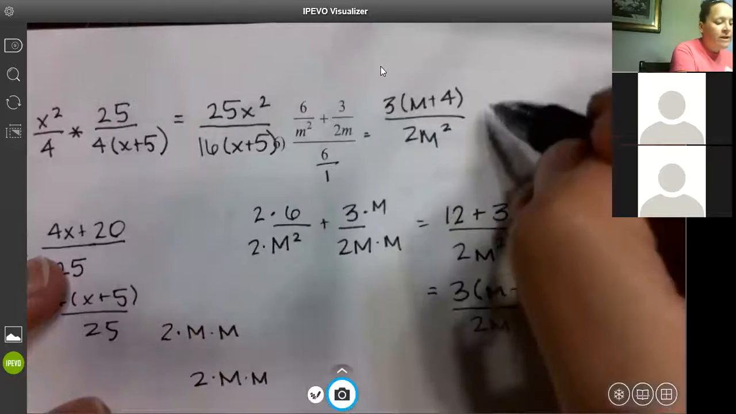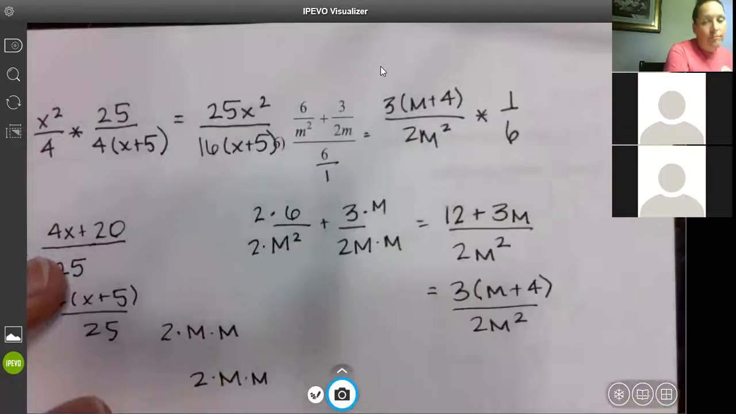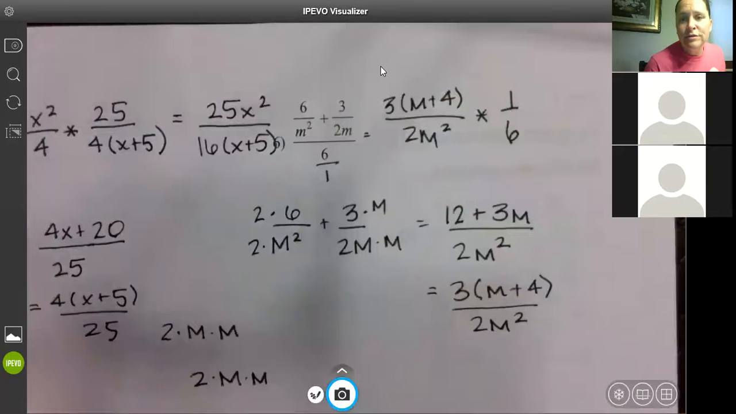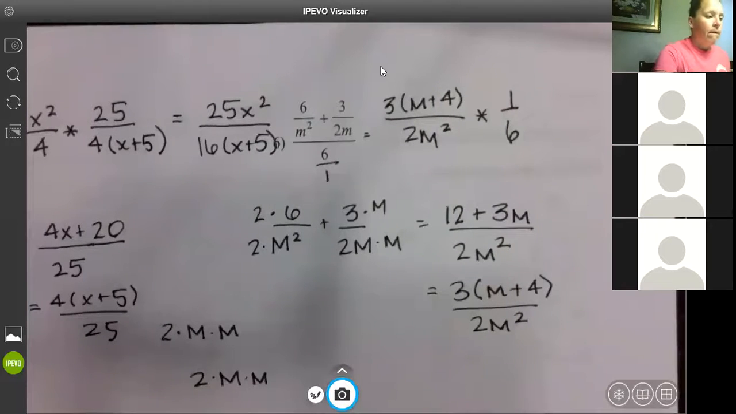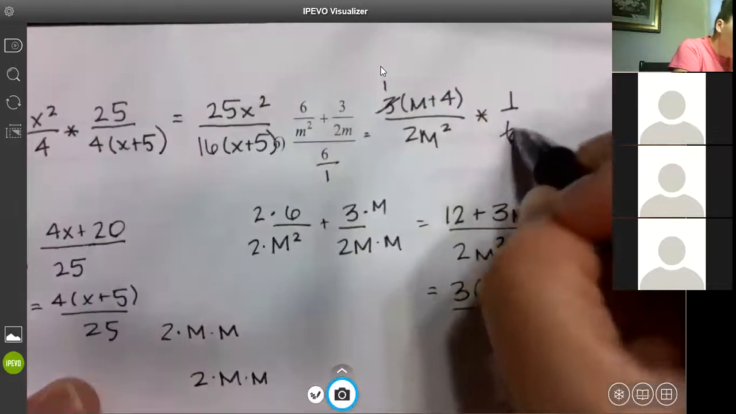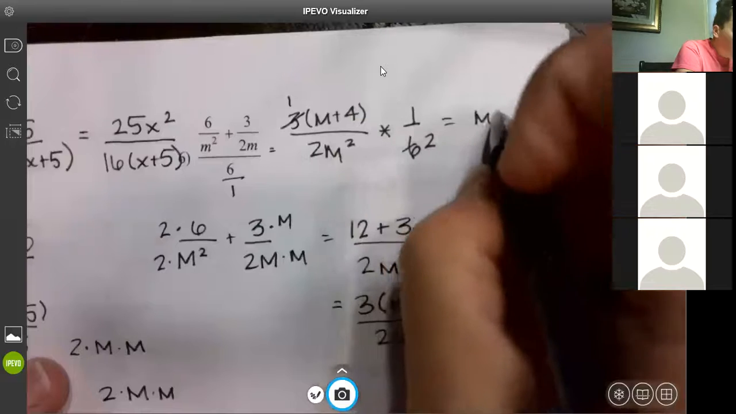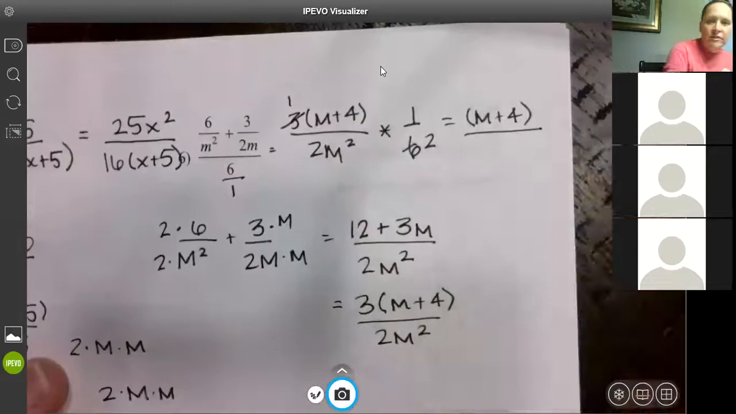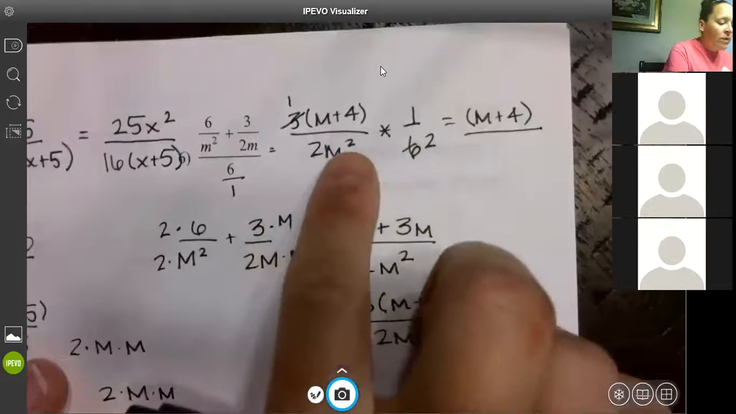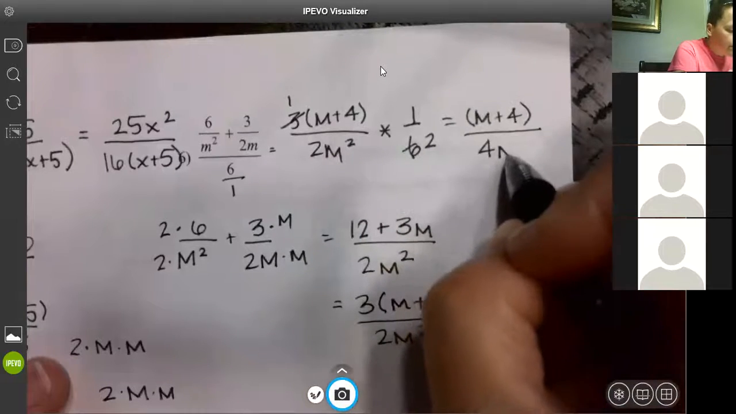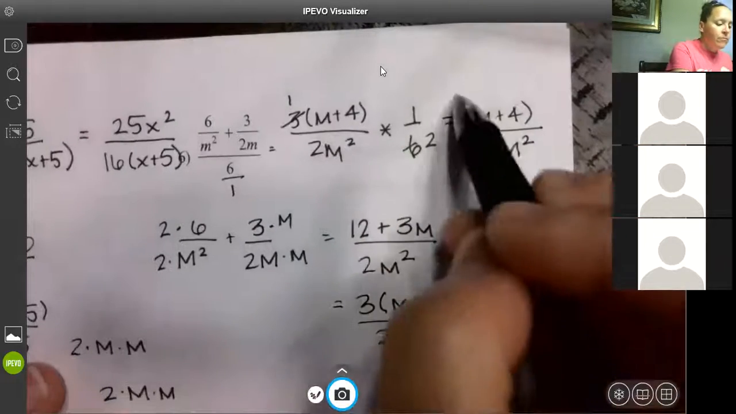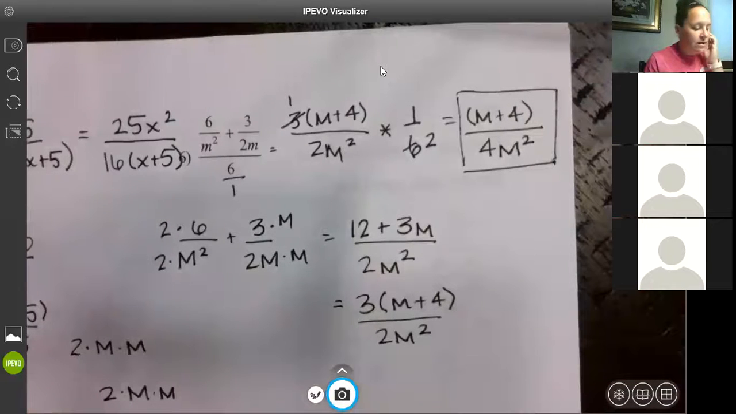Remember, this is a 6 over 1, so I'm going to flip and multiply. Is there anything I can reduce? Is there anything top to bottom I can reduce? The 3 and 6 reduce to 1 and 2. So on the top, the only thing I have left is m plus 4. If you want to put it in parentheses, that's fine. If you don't, that's fine as well. And on the bottom, I have 2m squared times 2, which is 4m squared. So if you can reduce it, you want to reduce it.